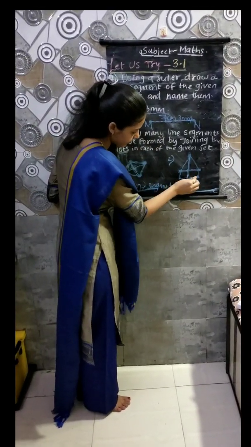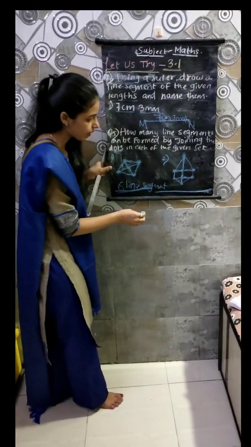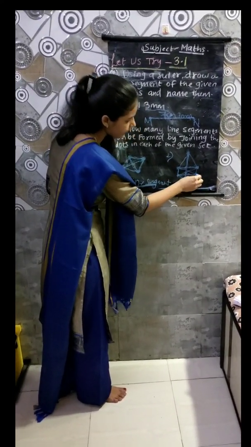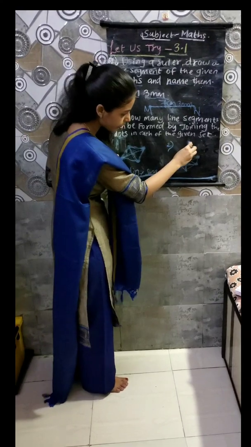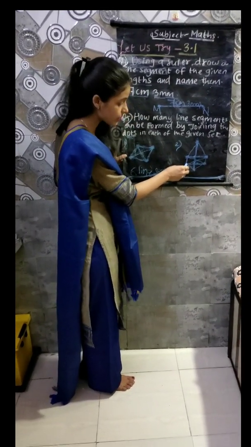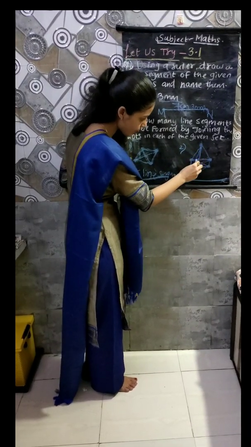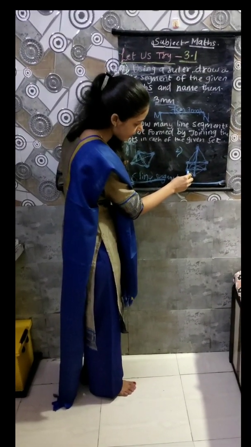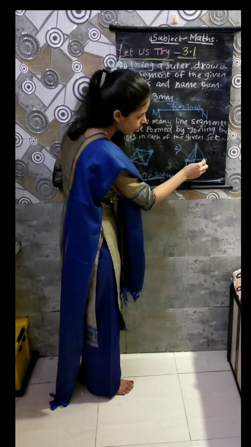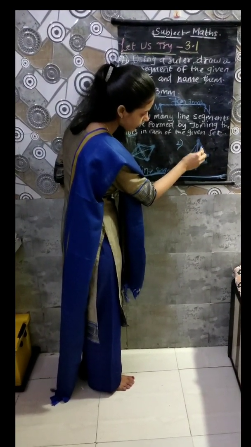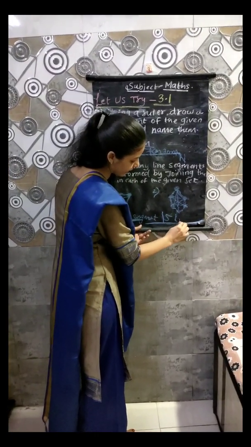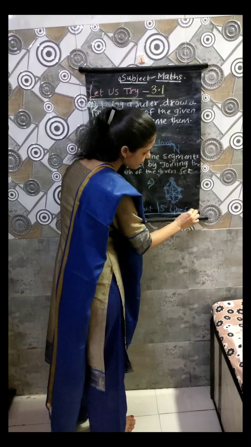Now again 9. So here 10, 11. Again from the top, and this one we have not joined earlier. So now we are joining. So this is 12. And then again from this to this, 13, 14 and 15. Here we have to write 15 line segments.